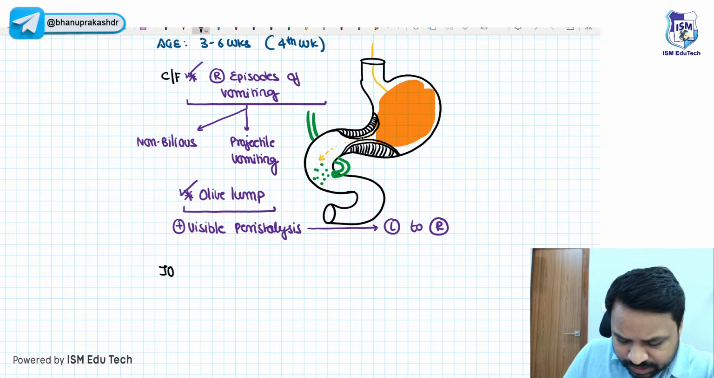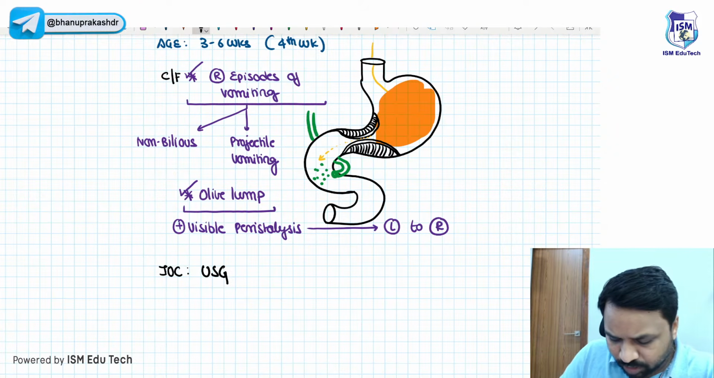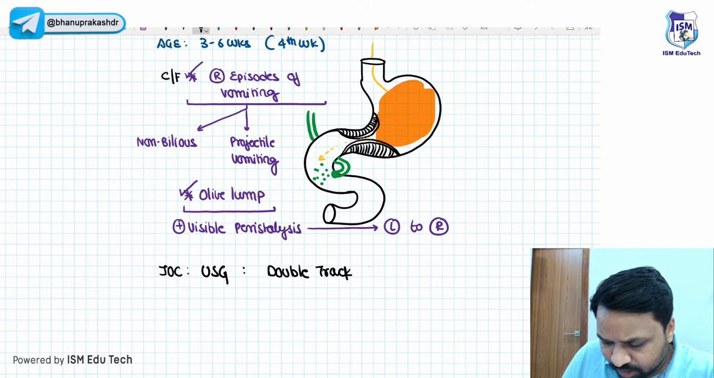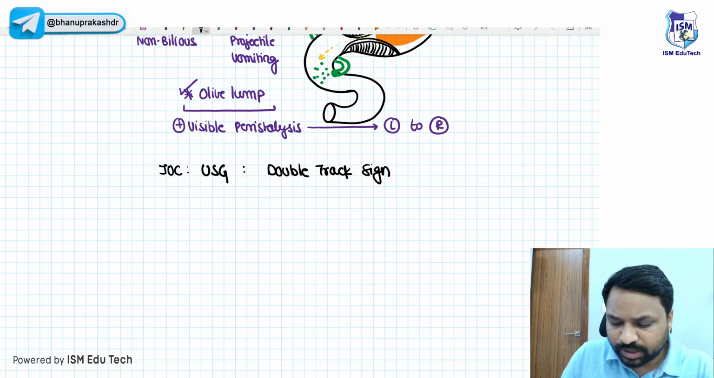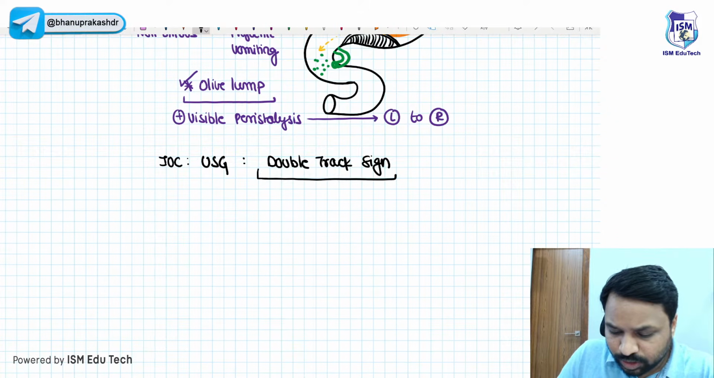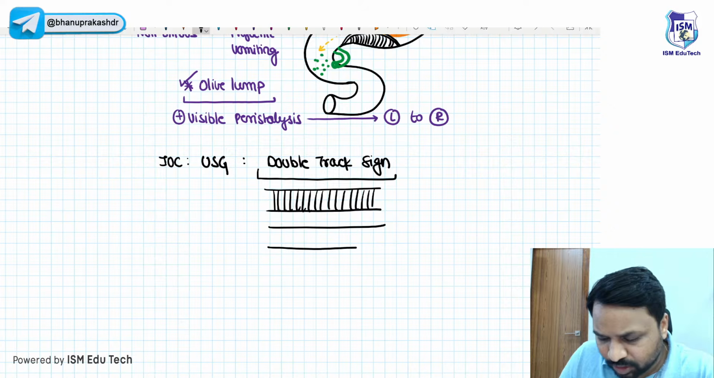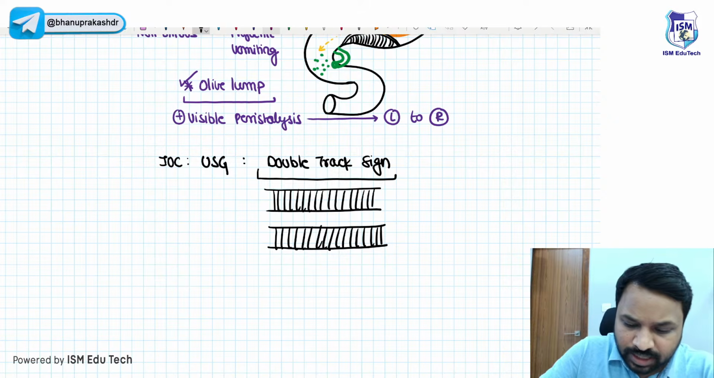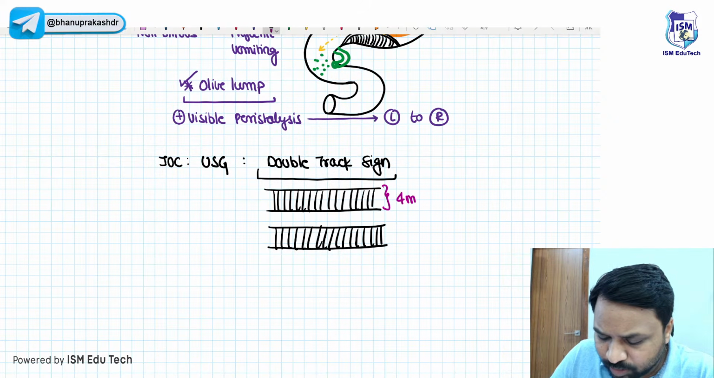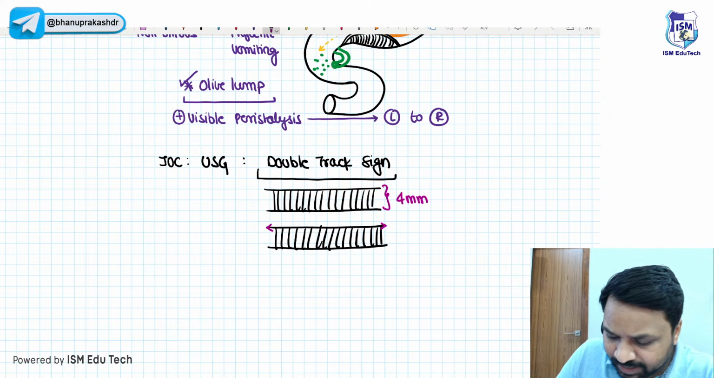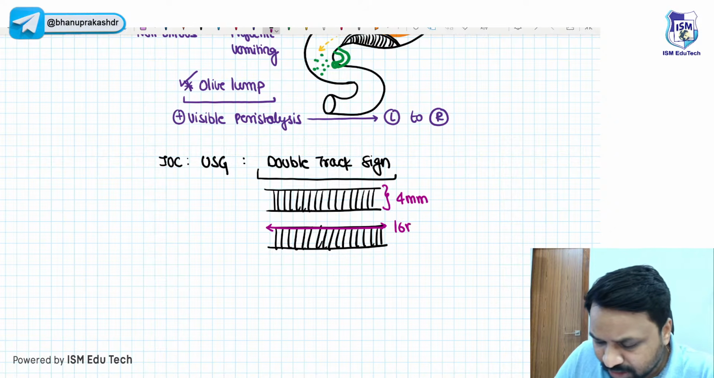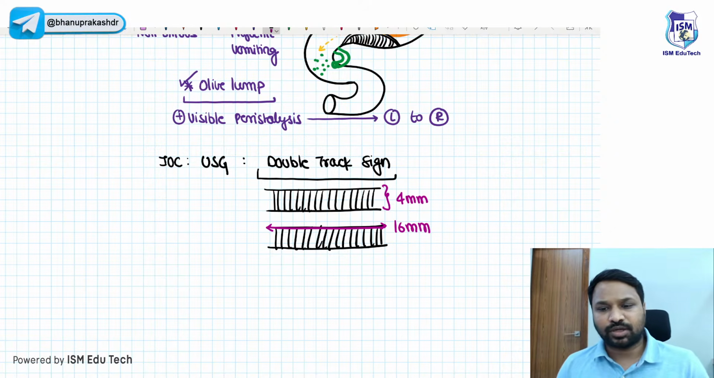Now the investigation of CHPS is going to be an ultrasound of the abdomen, and the USG you will see presence of double track sign. Now in the double track sign, you see both the circular muscles are hypertrophied on both ends. You will notice that this is one end of the circular muscle which is hypertrophied, and this is the other end of the circular muscle that is hypertrophied. So that is why it looks like two tracks of train, so double track appearance. Now the criteria says that the thickness of this tract should be a minimum of 14 millimeters, and the length of this tract should be a minimum of 16 millimeters to make a conclusive diagnosis of CHPS.